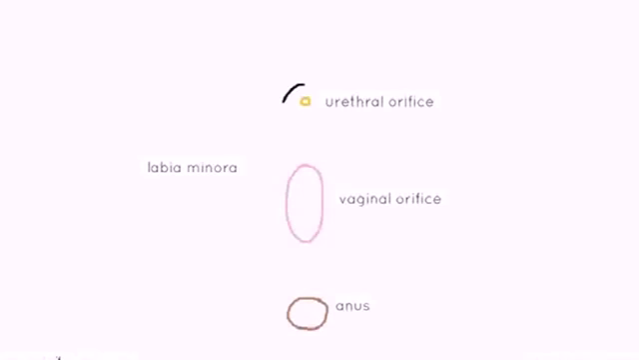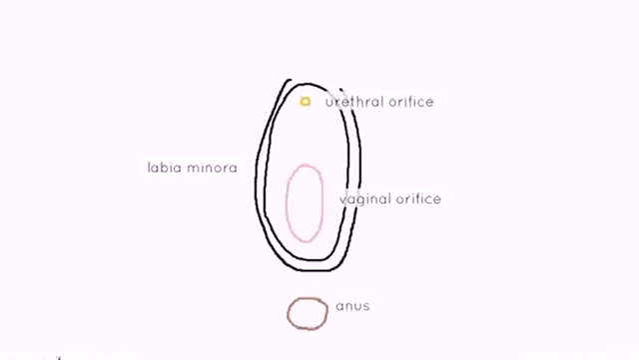external genitalia. So posteriorly we've got the anus, anterior to that we've got the vaginal orifice, and most anteriorly, we've got the urethral orifice. The urethral orifice and the vaginal orifice are surrounded by two thin folds of skin called the labia minora. I've just drawn these folds on here.